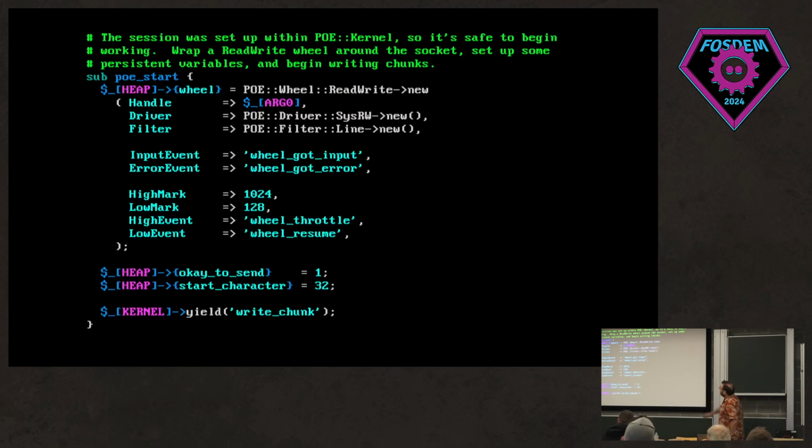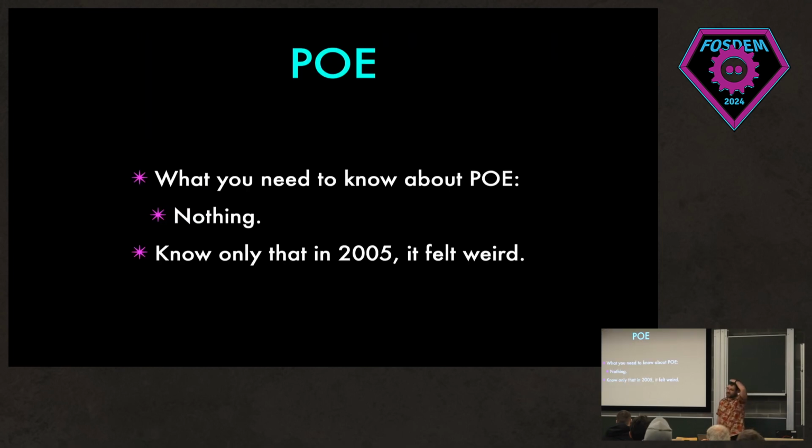No. This is POE code. Look, you don't need to know everything about this code, but there it is. The thing you should notice is that it's pretty weird, like $_[ARG0]. What the hell even is that? Like $_[HEAP]. I use Perl so I don't think about a heap, right? It's a mess. So what you need to know about POE to understand this talk is nothing. Don't worry about it.